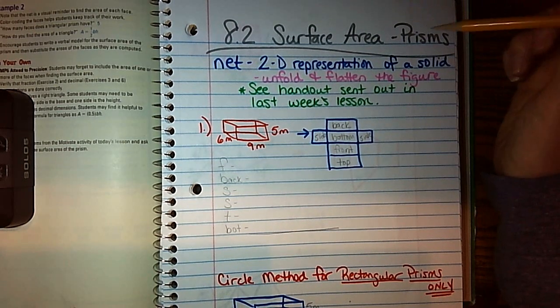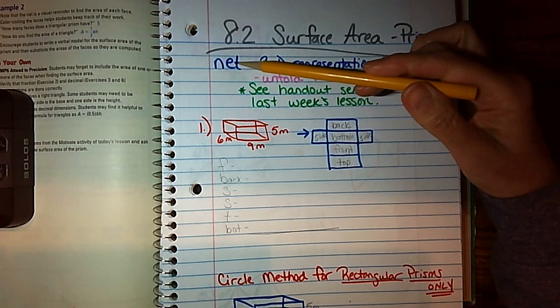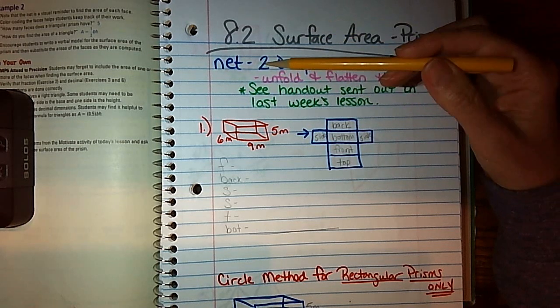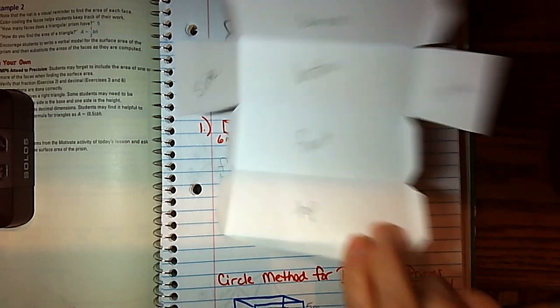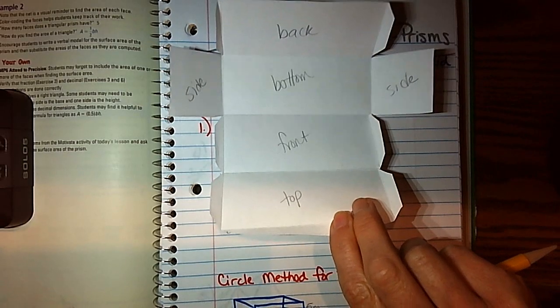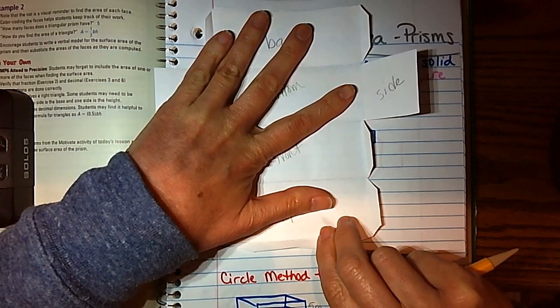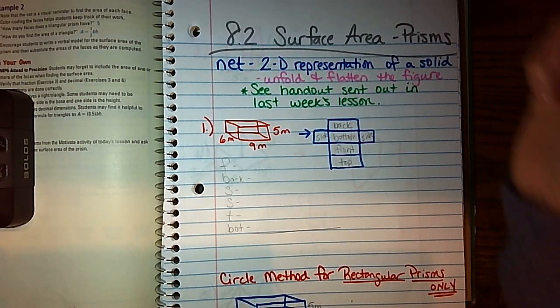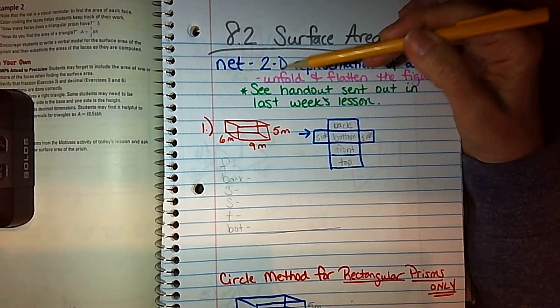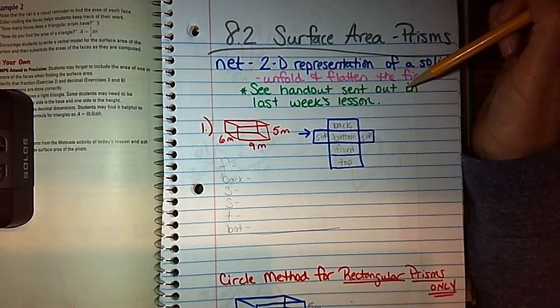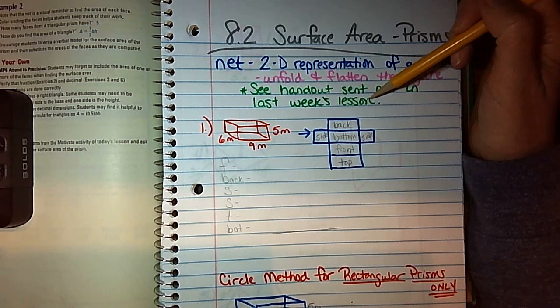So, surface area of prisms. Remember, a net, that's one of our vocab words. It's a 2D representation of a solid, and that's all these are. It's just 2-dimensional. They're flat. You can lay them out. You unfold and flatten whatever figure it is. And then I have in here, see the handout sent out in last week's lesson.